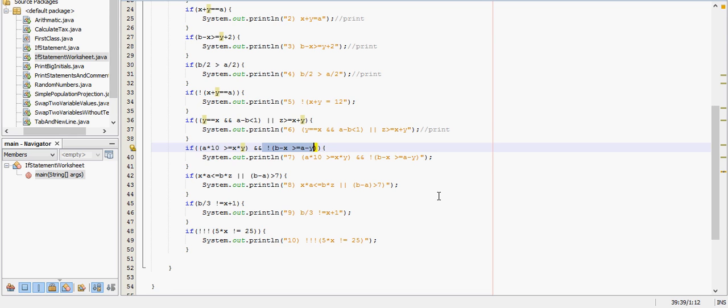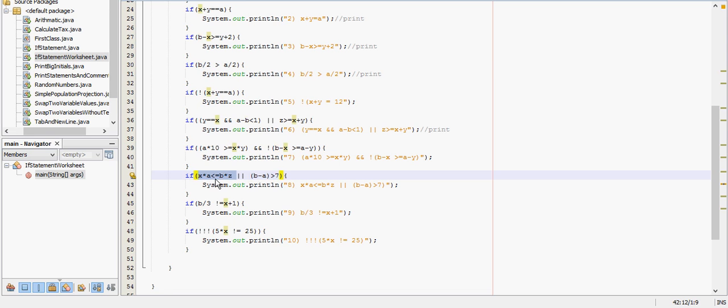Okay, the next one, we have an or statement. I think this side looks a little bit easier, so we'll do that one first. B minus A, so 14 minus 12 is 2. That is not greater than 7, so this half is false. But if this half is true, then we'll print it anyways, so let's take a look.